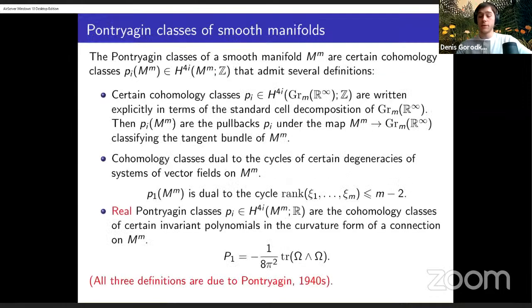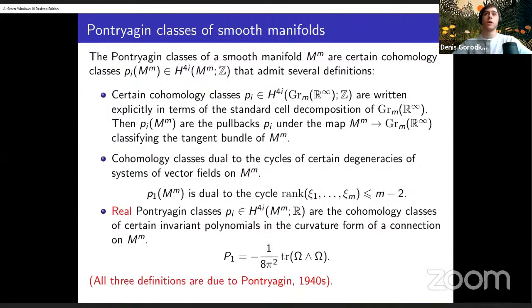So first of all, let me recall some definitions. There are several equivalent definitions of Pontryagin classes for smooth manifolds. In general, Pontryagin classes are characteristic classes in dimensions divisible by 4. So the i-th Pontryagin class lies in the 4i-th cohomology of a manifold M. And you can write them in different ways using various classical approaches. The first approach would use the cohomology of the infinite-dimensional real Grassmannian. You can write explicitly representatives for the cohomology classes using the standard cell decomposition of the real Grassmannian. And as soon as you have those cohomology classes in the Grassmannian, you can pull them back under the classifying map for the tangent bundle.